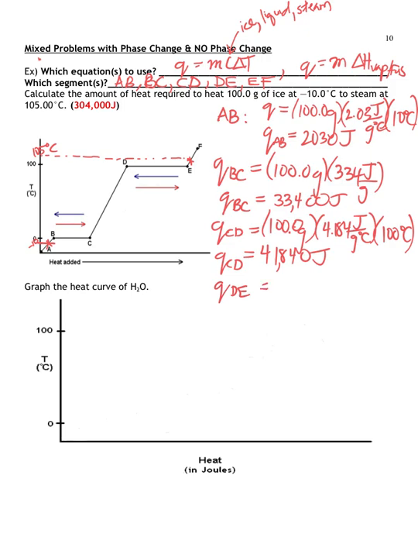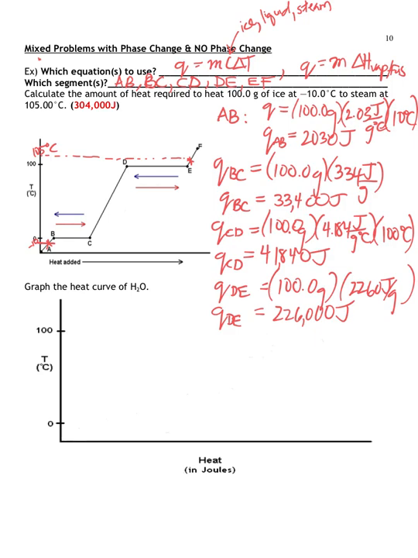Next segment is QDE. This is a phase change. Phase change means I'm looking at vaporization, delta H vaporization. That's 2,260 joules per gram. And this one gives you a really large number. It's 226,000 QDE.